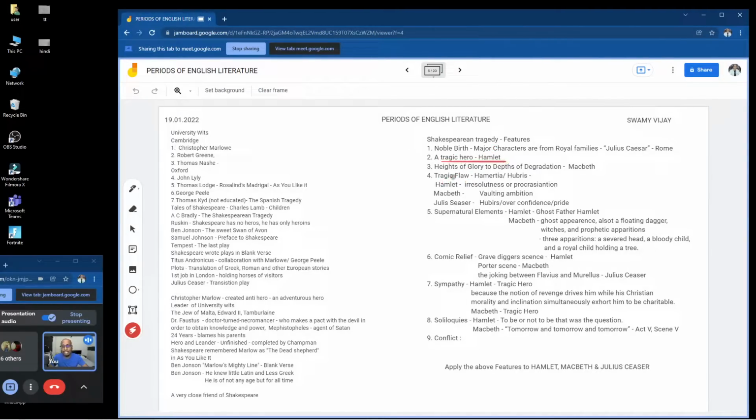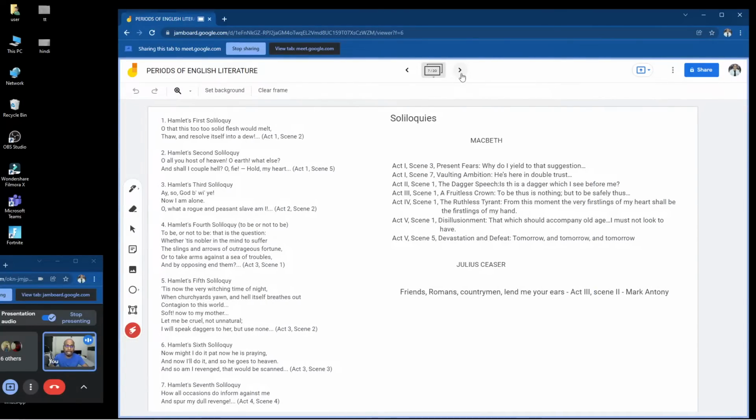Those tragic heroes have a tragic flaw, and there is a touch of supernatural elements in Shakespearean tragedy, and there is comic relief. Earlier to Shakespeare, nobody dared to mix comedy and tragedy, but in tragedy also Shakespeare introduced comic relief. And all these Shakespearean tragic heroes arouse sympathy when we watch or read the play, and he used a number of soliloquies. Soliloquies are one of the features of Shakespearean tragedy, and there will be conflict within and conflict without. That means inside and out they suffer.